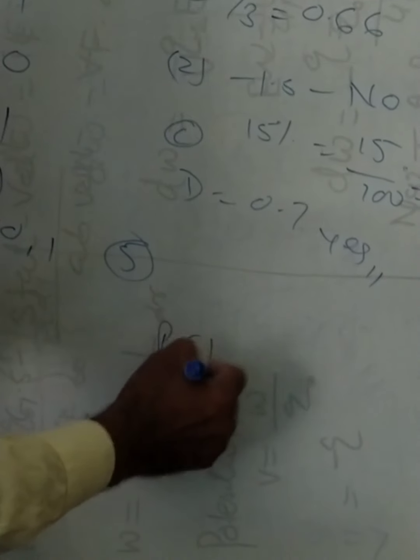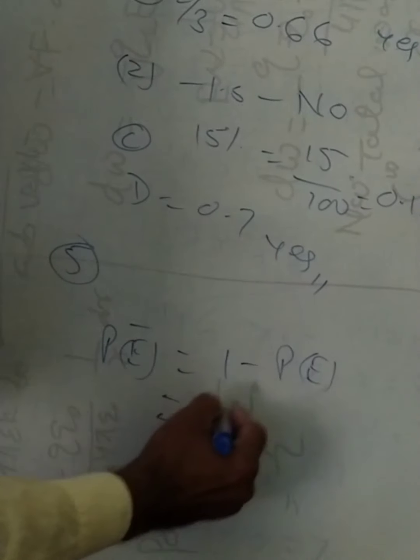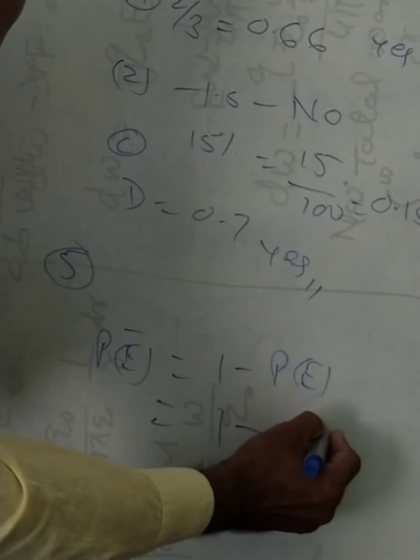Now the fifth question is given here: if P(E) of an event is 0.05, we have to find P(E not). So P(E not) is equal to 1 minus the probability of the event, so 1 minus 0.05. If we subtract it, our answer is 0.95.